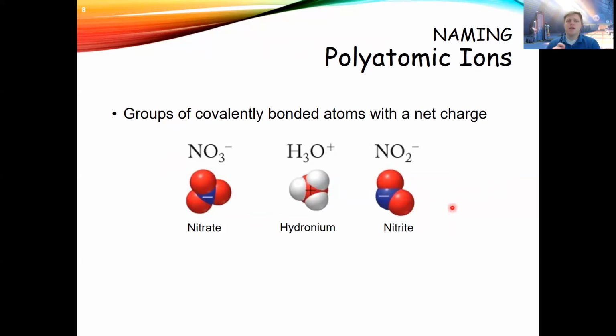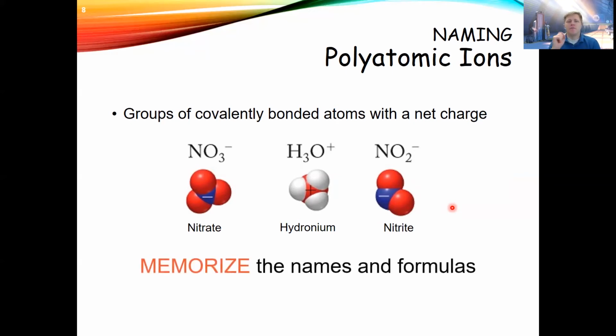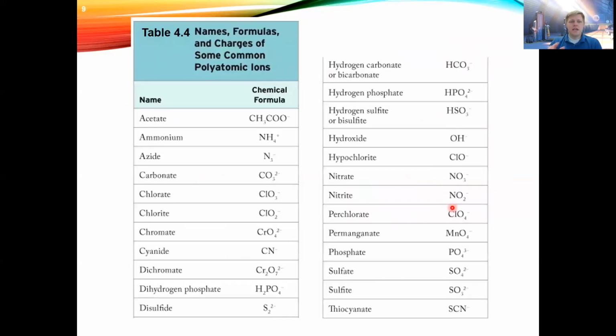Now, how do we know the names of all of these? So there is actually some method to the madness in naming these, but it's pretty complex. And so the real answer is you're going to have to memorize the names and formulas of all of these. And when I say all of these, it is a big task, but it's pretty doable actually, once you try and memorize these names for a while. These are all of the ions you'll need to memorize. This is also found in table 4.4 of your book.